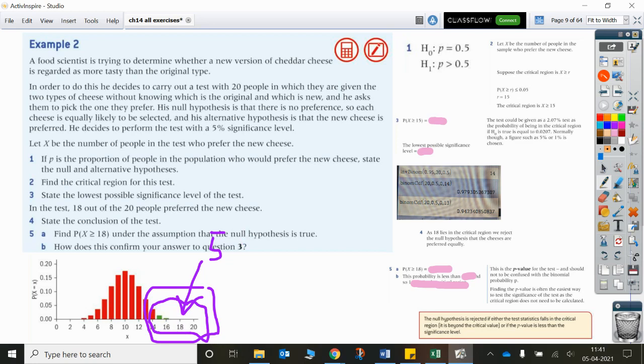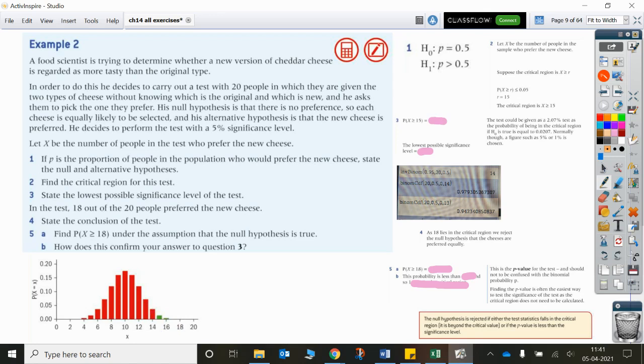Okay, so because it's 5% significance, we need to find out at what point we are in this critical region of having only 5% of cases, 5% of results coming out in this region, compared to the original distribution. Now, you can see this in green, by the way. Okay, so there's the 5%.